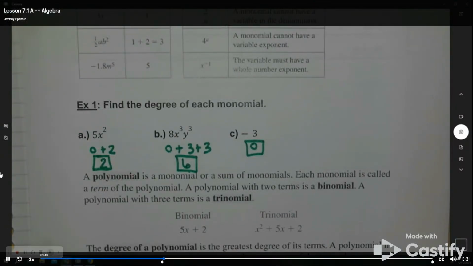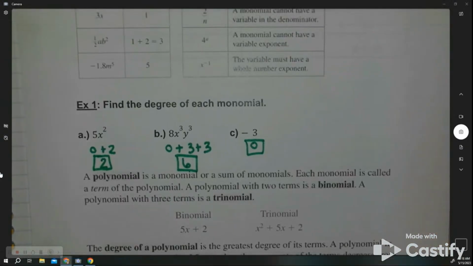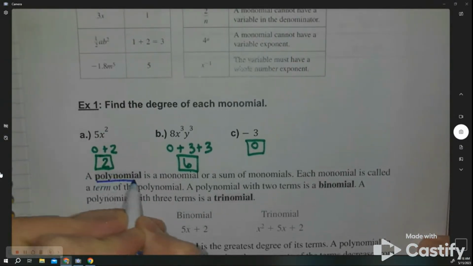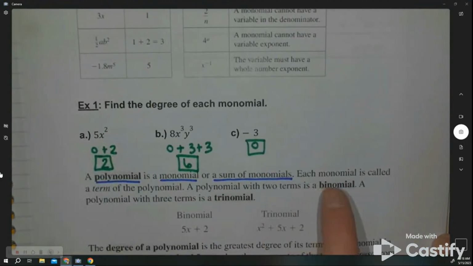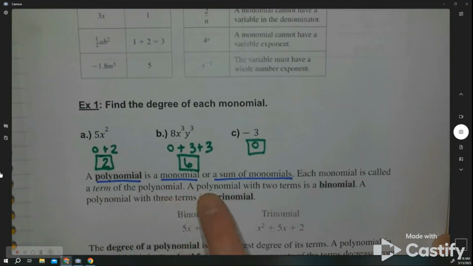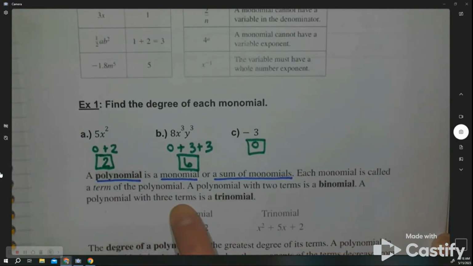We're also going to talk about something called polynomials. And a polynomial is a monomial. A lot of nomials here, right? So it's a monomial or a sum of monomials. Each monomial, just like up here, is called a term of your polynomial. A polynomial with 2 terms is a binomial, and a polynomial with 3 terms is a trinomial.